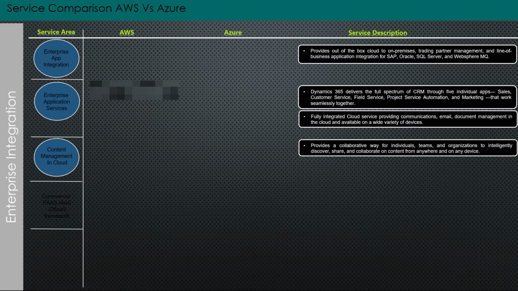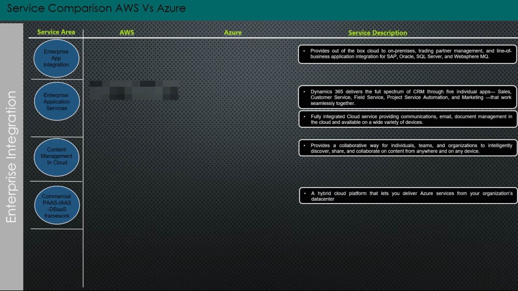Commercial PaaS, IaaS, DBaaS framework. Service description: a hybrid cloud platform that lets you deliver Azure services from your organization's data center. So let's first talk about the first service area, that is Enterprise App Integration.